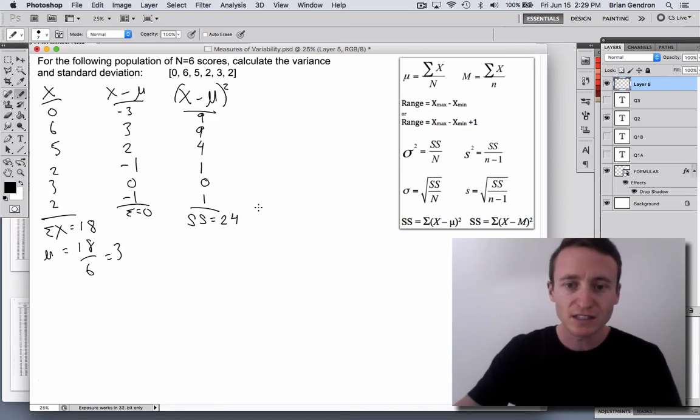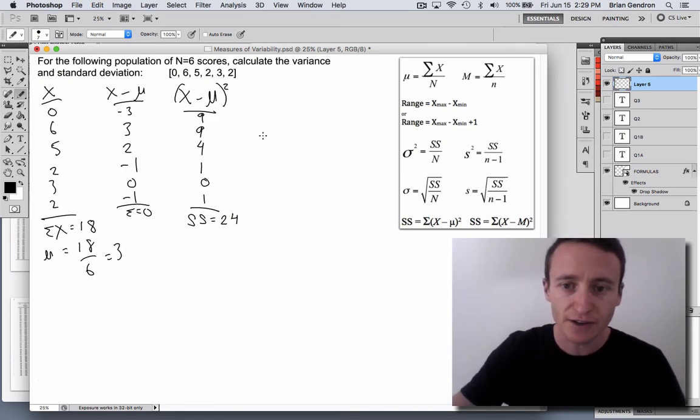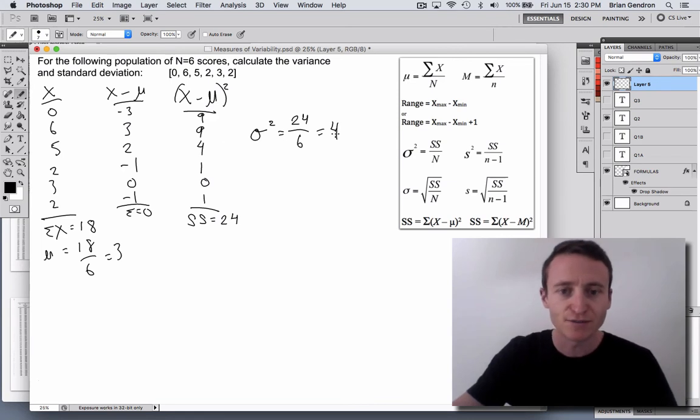All right, so we're one step away from variance. Let's go ahead and calculate our population variance. We take our sum of squares, 24, and divide by n, which is 6. And that value is 4. So variance is 4 in this problem.